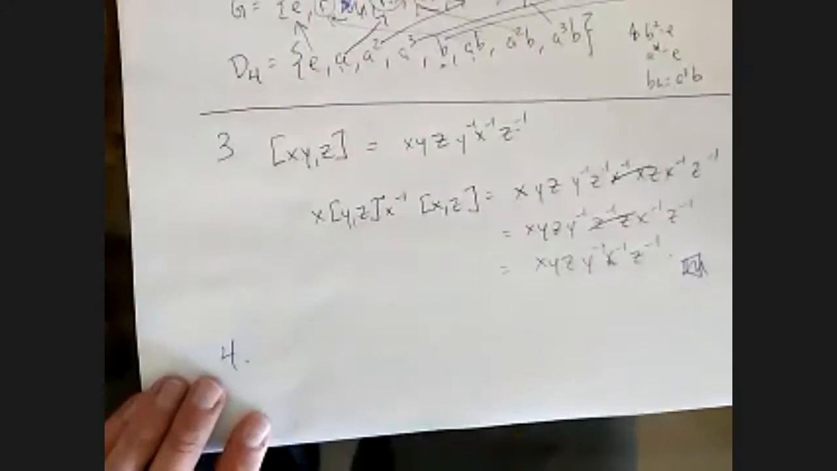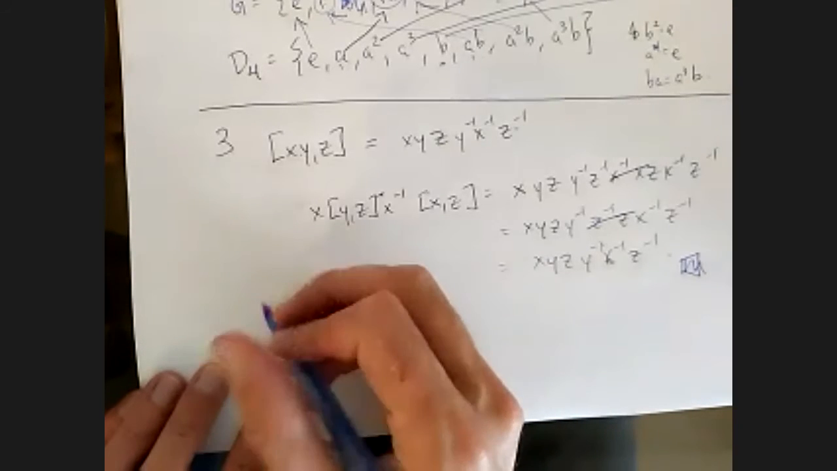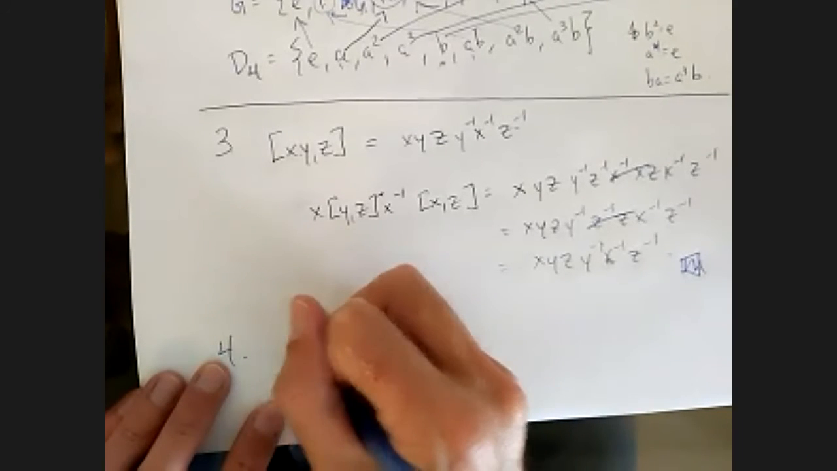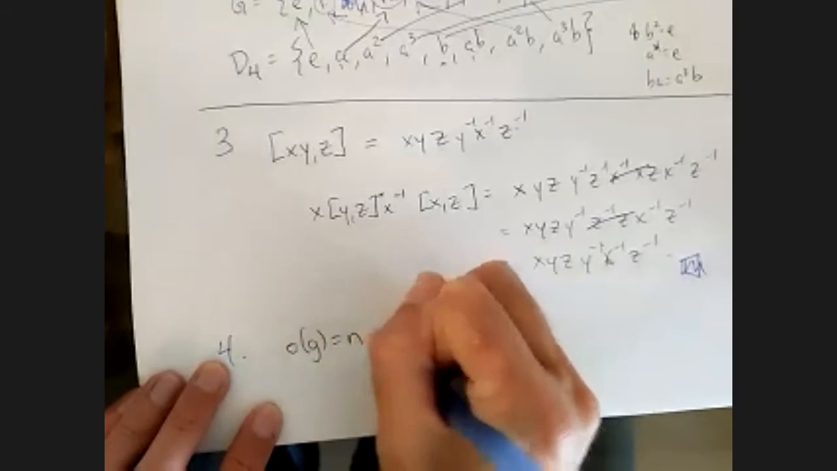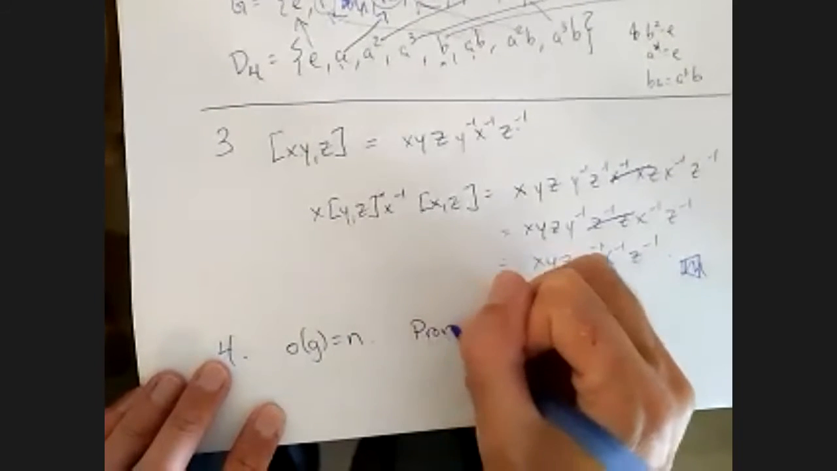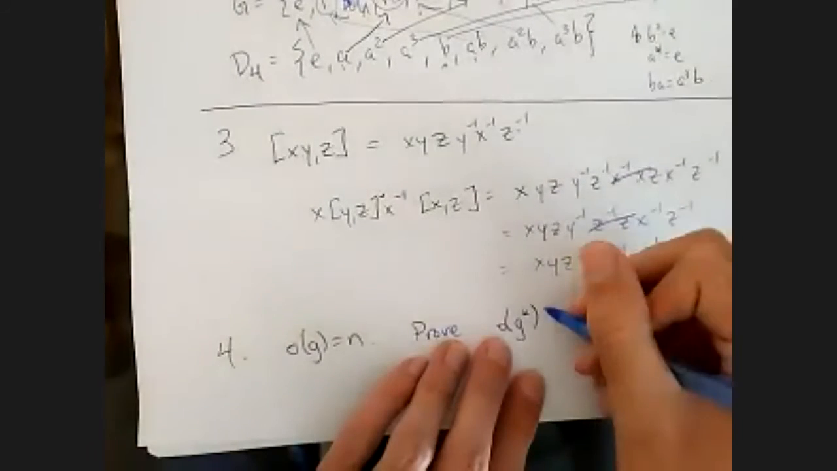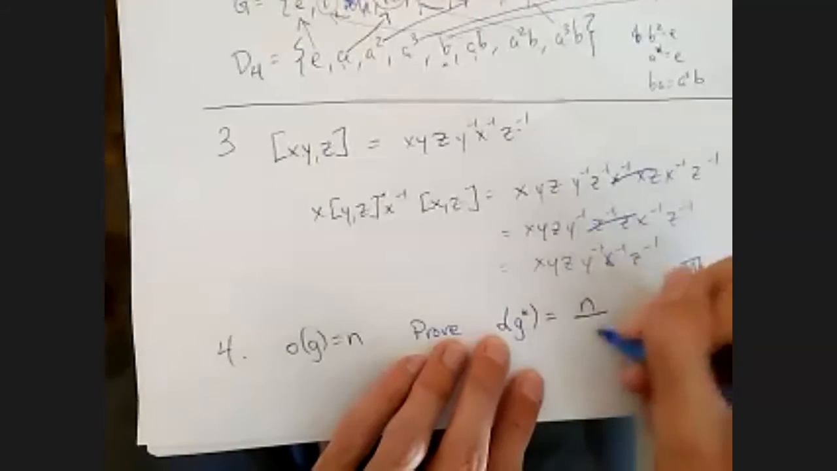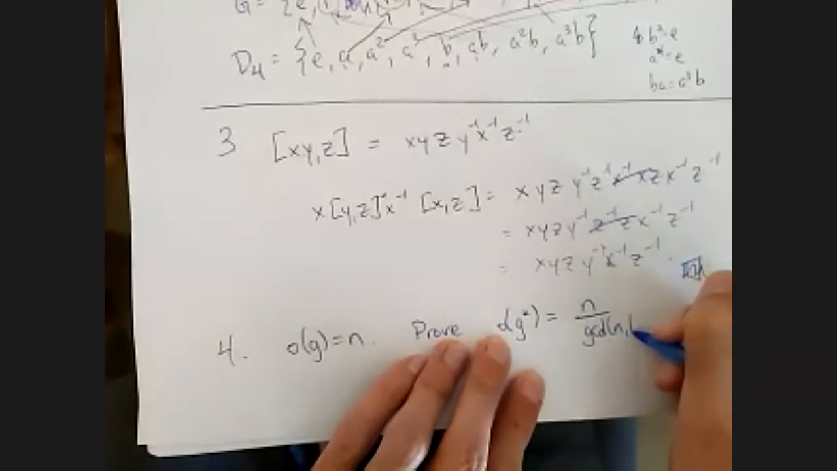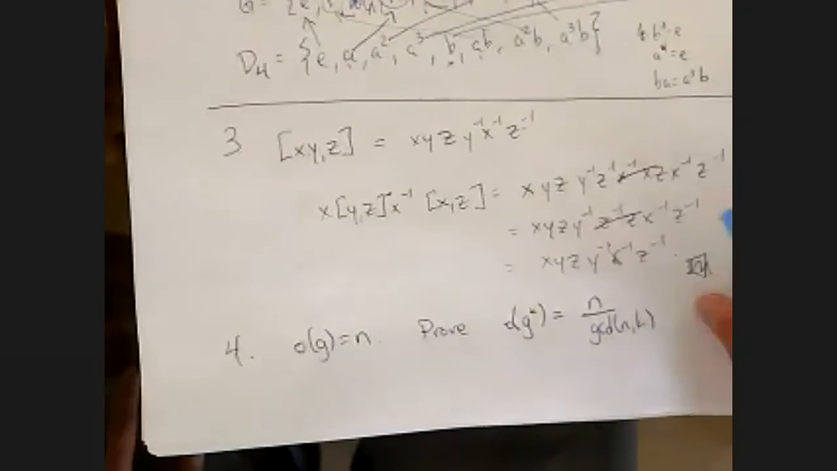For question 4, there are some different ways to approach it. Anyways, G is a finite group. The order of G is equal to n. We have to show that the order of G to the K is equal to n over the GCD of n and k.